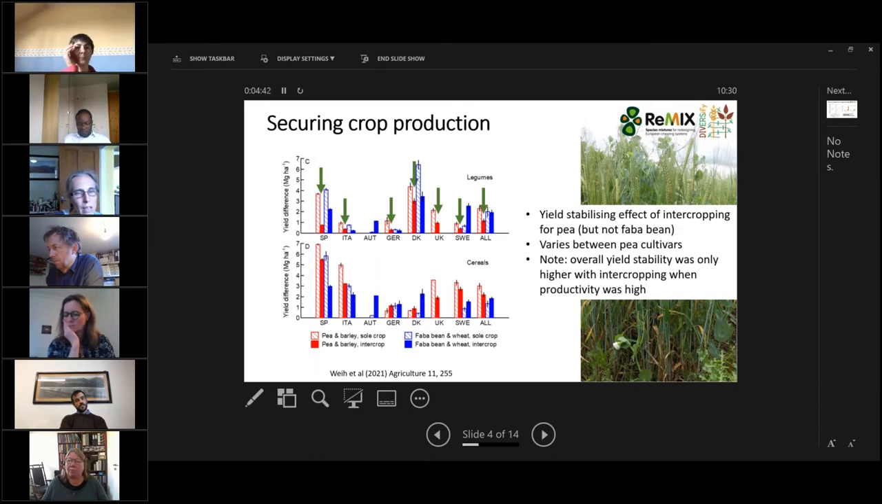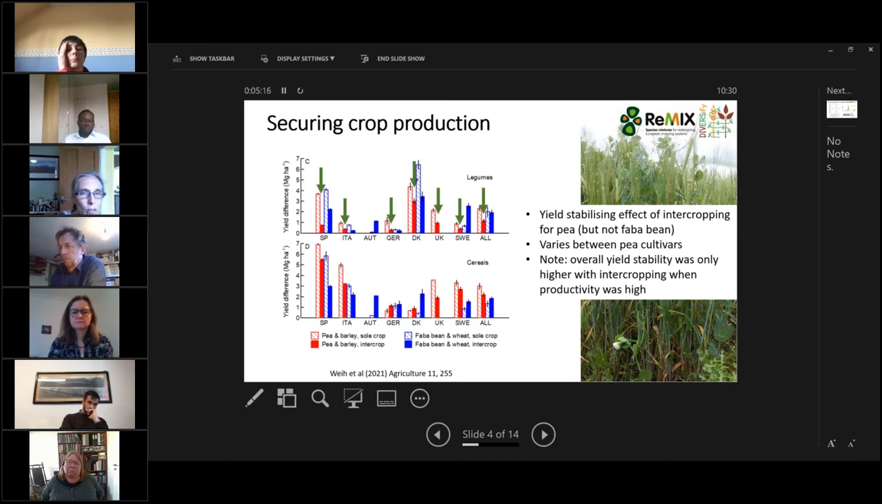What is illustrated here is a graph showing two different types of intercrop, pea grown with barley and faba bean grown with wheat, grown across different locations in Europe. They were grown in two different growing seasons, 2017, which was a pretty good, benign year for crop growing, and 2018, which was very hot and dry, at least in Northern Europe. What we did was look at the difference in yield between those two growing seasons to see how stable the yield was. And our findings showed that intercropping had a yield stabilizing effect for pea.